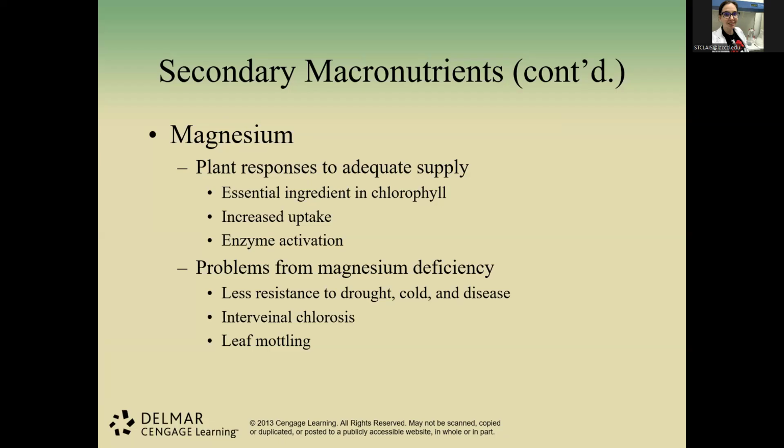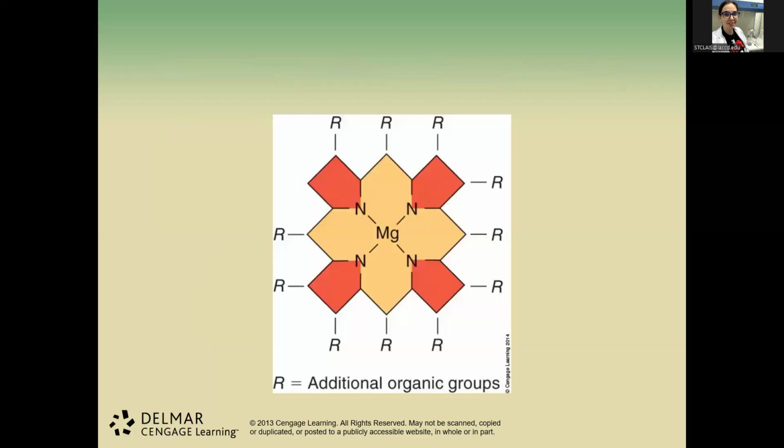If magnesium is deficient, there'll be less resistance to drought, cold, and disease. You'll see interveinal chlorosis, which is that yellowing in between the leaf veins, and leaf mottling, or that spotting, like that mosaic look where it's yellowish, greenish, yellowish, greenish. And then you can see here a model of a chlorophyll molecule. And you can see that magnesium is right in the center.